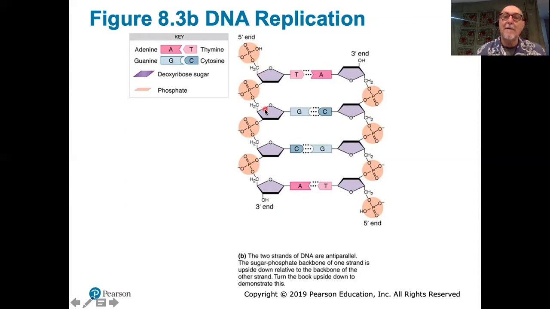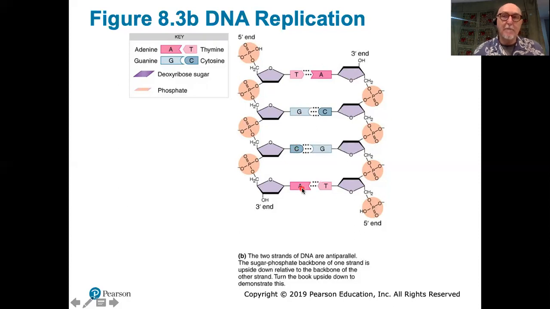All of the deoxyribose sugars are joined to one another by these bonds with the phosphates all the way down. Very, very strong bonds. This molecule is very, very strong, very resilient. At the 1' site on each of these deoxyribose sugars, there is a base. In this case, the bases are T, G, C, A.